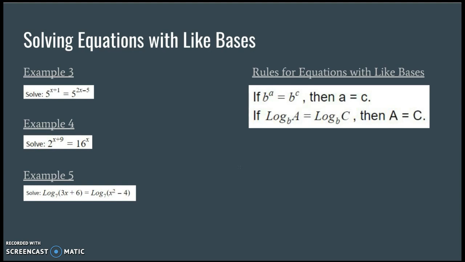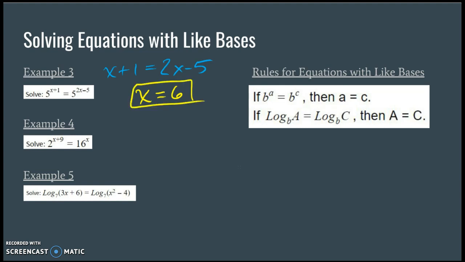So example 3 shows us just that. I have a base of 5 on both sides, which means I can write an equivalent equation of x plus 1 equals 2x minus 5. After doing a little bit of algebra, subtracting x from both sides and adding 5 to both sides, we'll finish and find that x does equal 6.